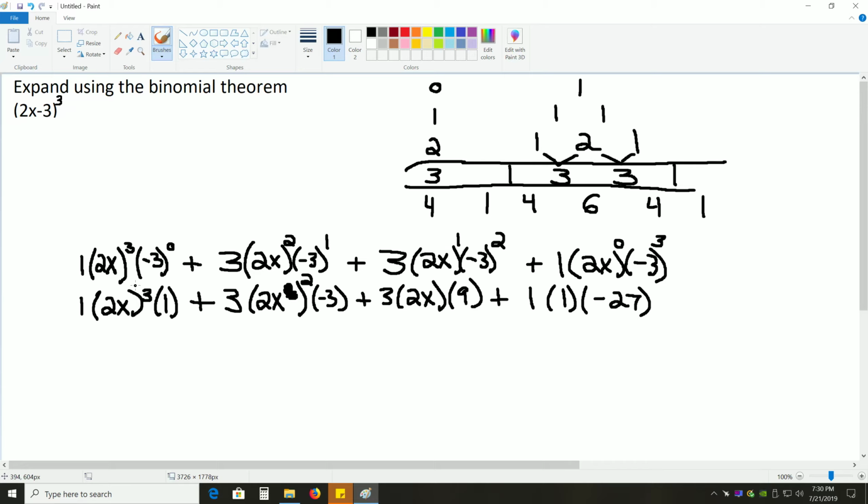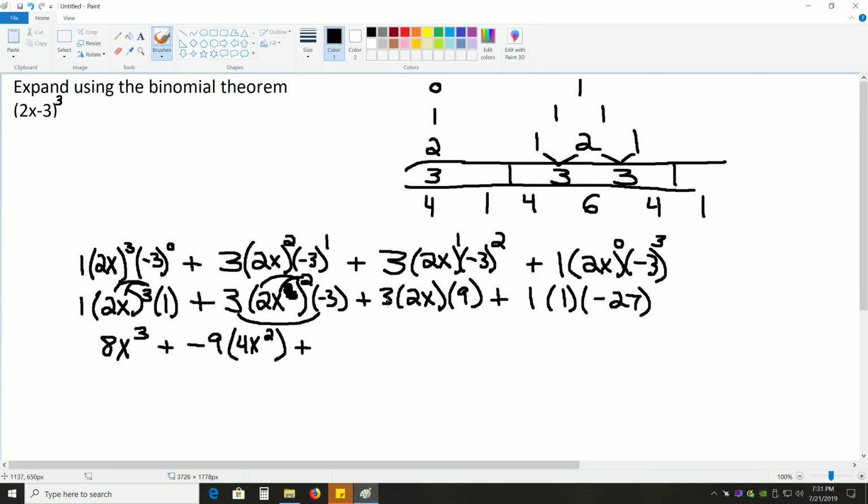So 2x to the third, we're going to distribute the exponent to each of their exponents. So we end up with 2 to the third times x to the third. Well, that's just 8x to the third plus, here we're going to multiply our 3 with our negative 3. That gives us negative 9 times 2x to the second. Well, 2 to the second, when we distribute our exponent, 2 to the second is 4. And x to the second is exactly that, x squared.